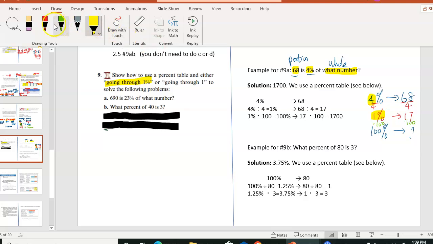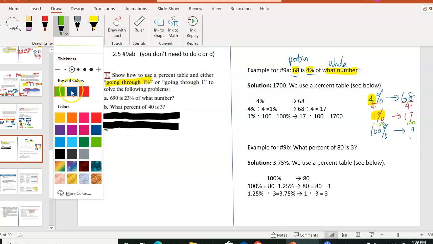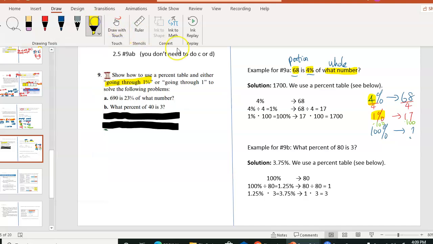All right, so let's analyze the sentence here. Which is the whole, and which is the portion? I see the word "of" right here. Whatever comes after the word "of" is the whole. So 80, that's our whole. Now, what percent? That's the fraction, is 3. So that means this is the portion, because a fraction of the whole is the portion.